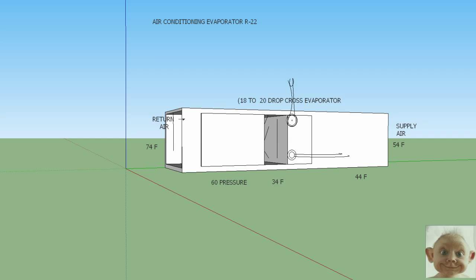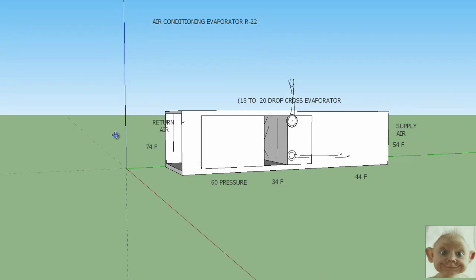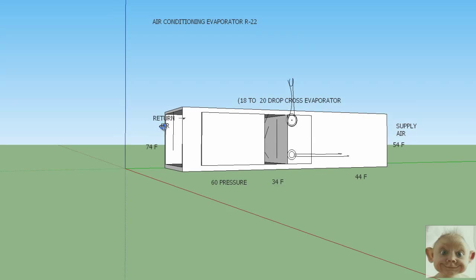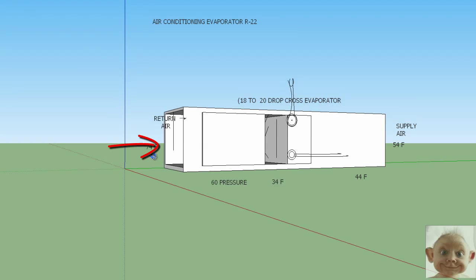So you see that guy, right? Yeah, it doesn't stay where. Okay, so this is over here. How you see is your return air coming from the house at 74 degrees. This is a run time, pretty much in normal air conditioner operation.